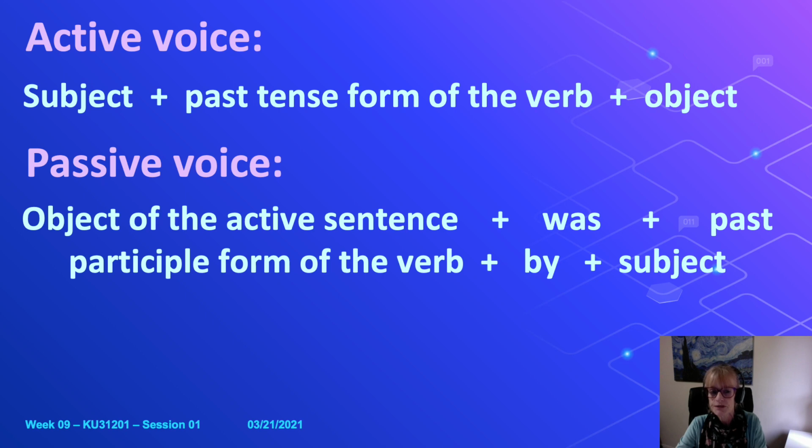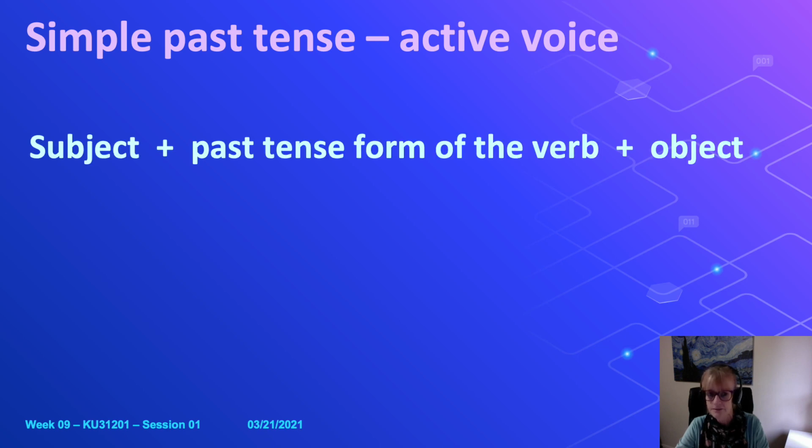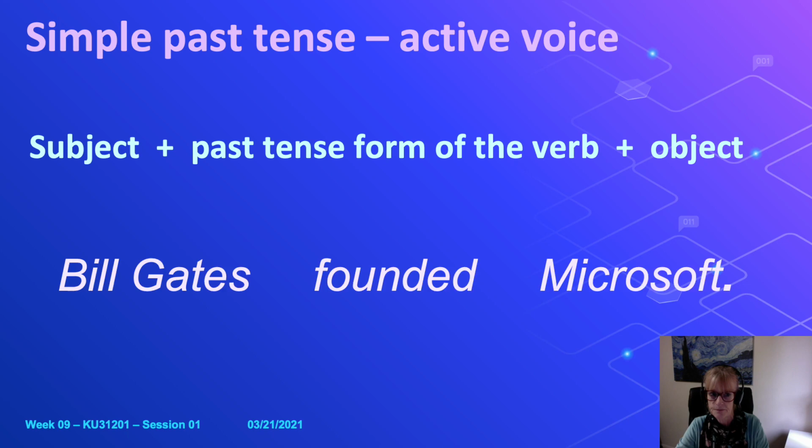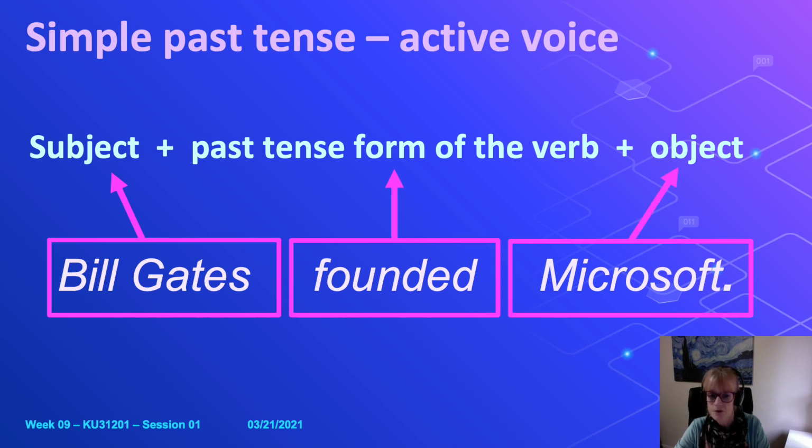So what we will do is have a look at a couple of examples to see if we make that nice and clear. So here is a sentence in simple past tense in active voice. So there's our formula, the subject, plus the past tense form of the verb, plus the object. So here is our sentence. Bill Gates founded Microsoft. The subject of the sentence is Bill Gates. The past tense form of the verb is founded, and the object of our sentence is Microsoft.